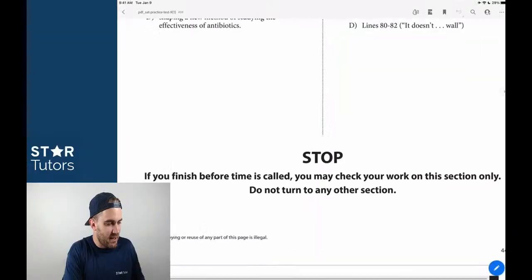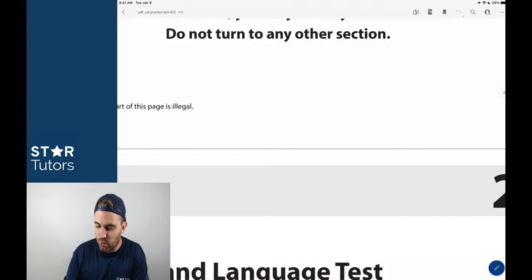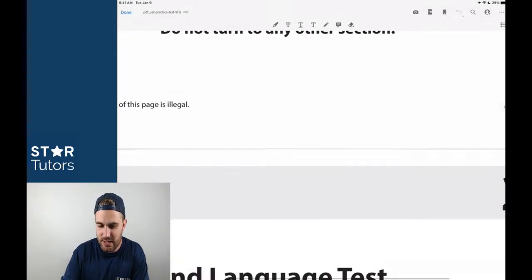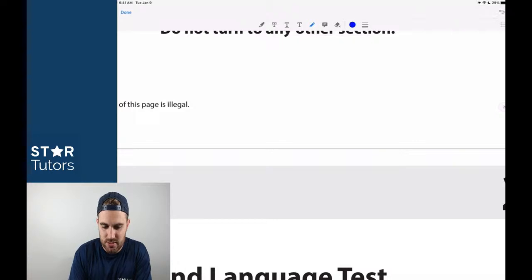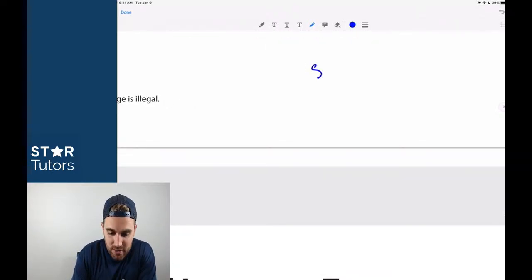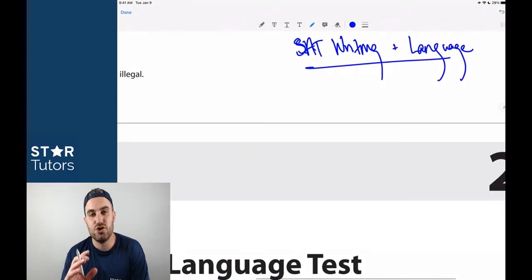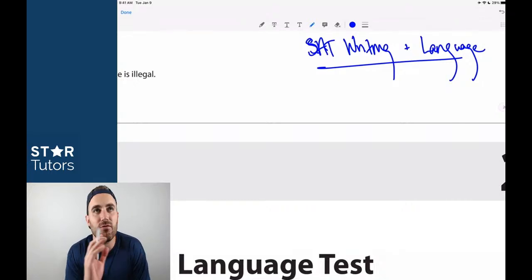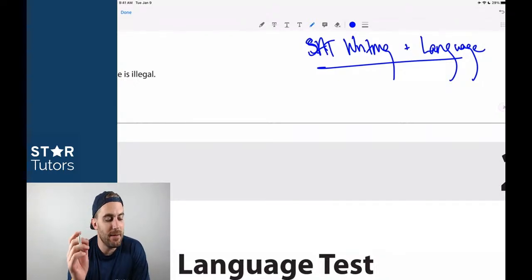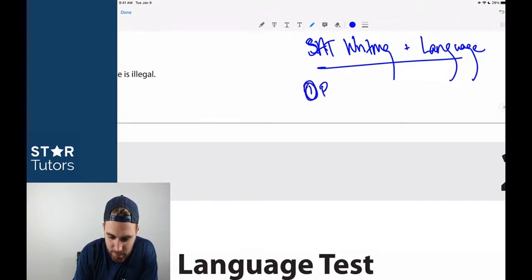Okay, guys, so here we go. This is SAT test number 9. Again, we're specifically looking at the SAT writing and language section. I highly encourage you to take notes as often as you can. These are the 3 most important grammar rules that you can possibly know. They show up on every single SAT writing and language section.